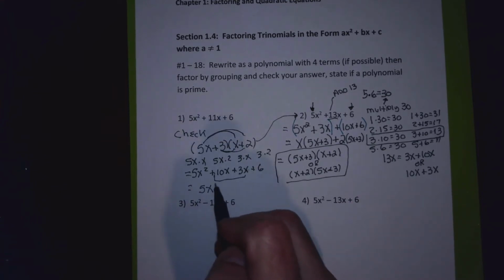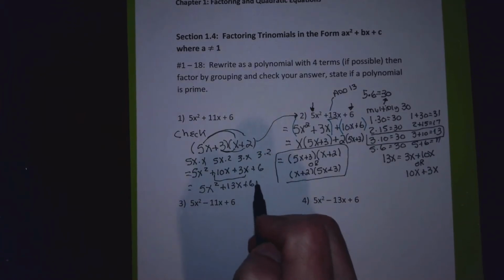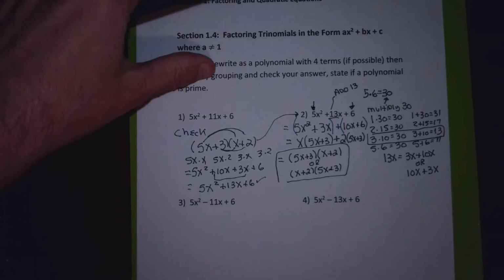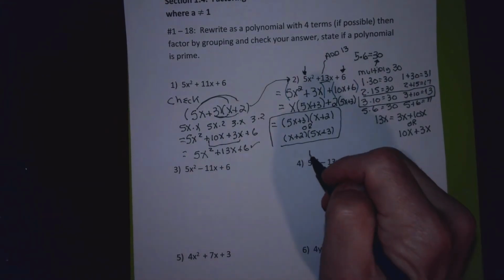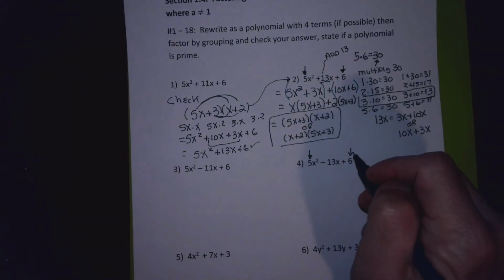So this is going to give me 5x squared plus 13x plus 6. So I can put a big check sign because that equals the original problem. Alright, so I'll just mow through and we'll do all the first 18 problems because we need to do at least 9 of these. So first step, when there's a number in front of the square term, is to multiply the lead coefficient times the constant.